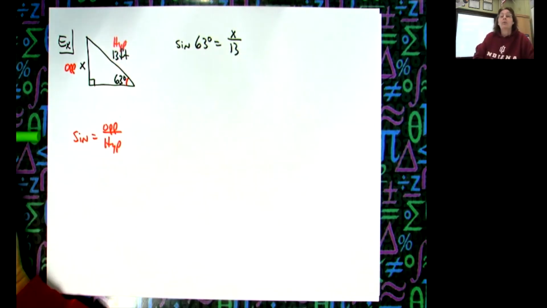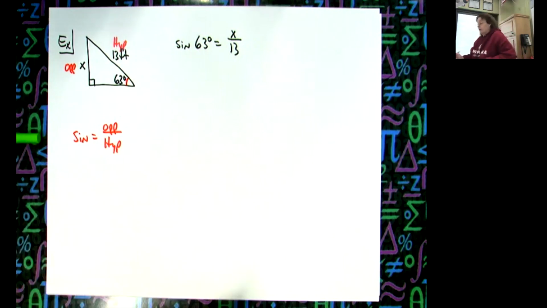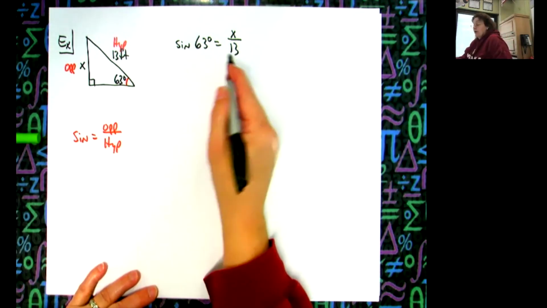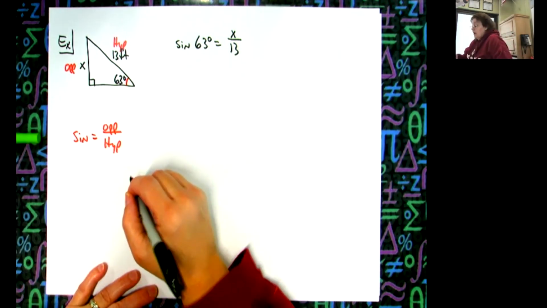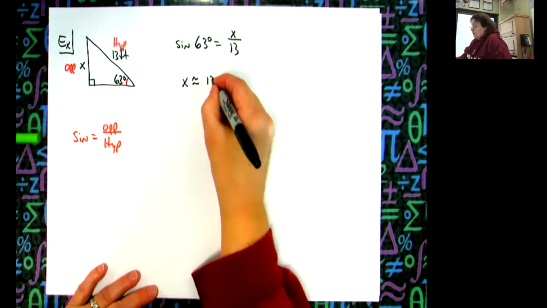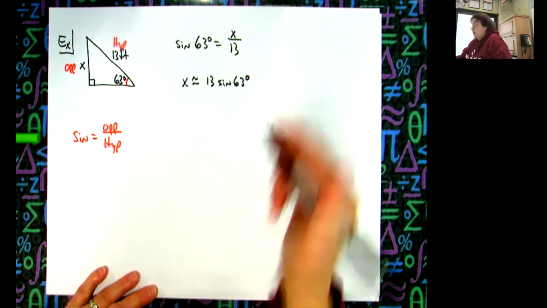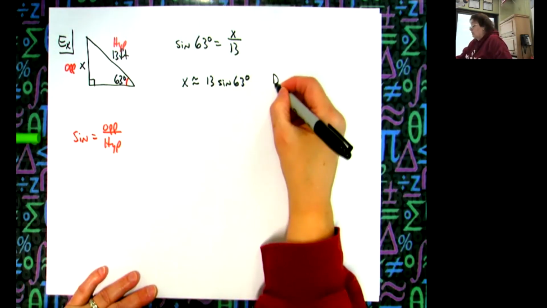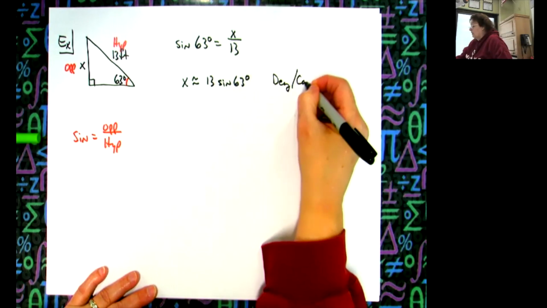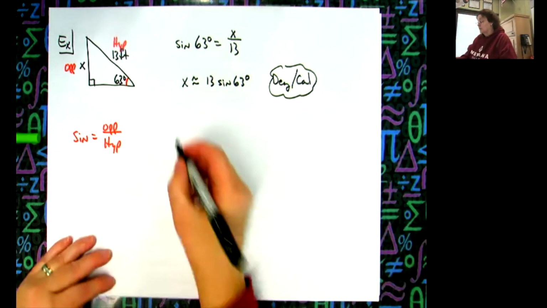At that point then, what are you going to do? You're going to multiply both sides by 13. So x is going to be about equal to 13 sine 63 degrees. Again, you're in degree mode in your calculator. So plug it in, see what kind of great big long decimal you get.